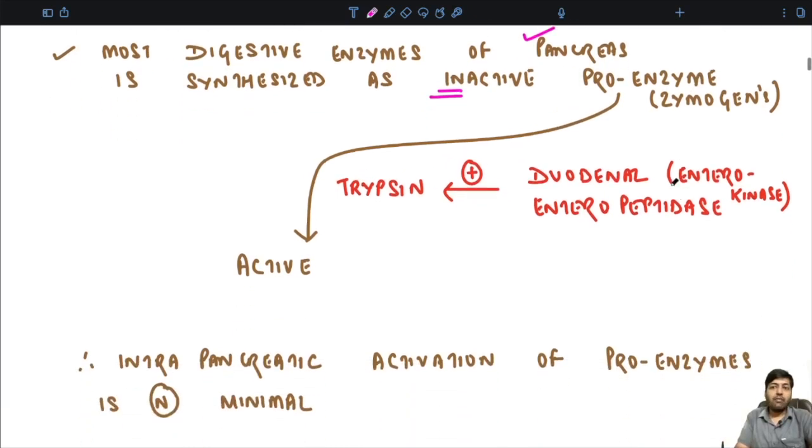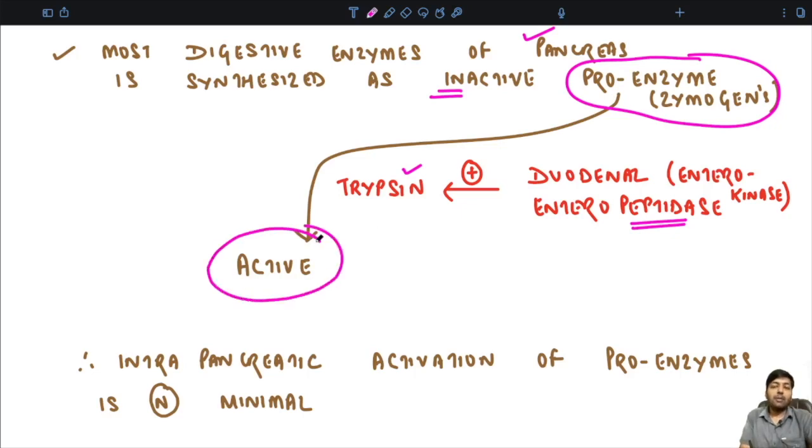Okay. Now remember, under the effect of trypsin, which is released by duodenal enteropeptidase, also called enterokinase. Under the influence of enterokinase, they are stimulating the trypsin, and this trypsin is converting the pancreatic proenzymes, pro meaning an inactive form, into active form. So the pancreatic proenzymes are converted into active enzymes with the help of trypsin, which itself is activated by duodenal enterokinase or enteropeptidase.